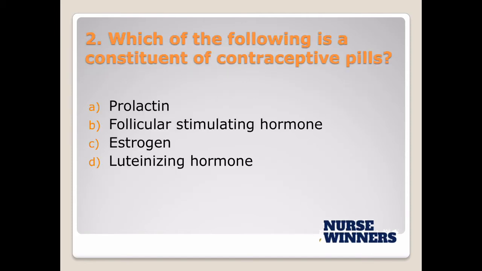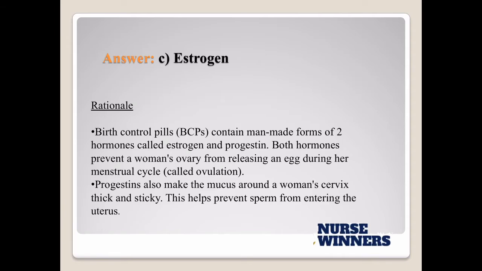Second question. Which of the following is the constituent of contraceptive pills? Options: A. Prolactin, B. Follicle stimulating hormone, C. Estrogen, D. Luteinizing hormone. The right answer is option C.